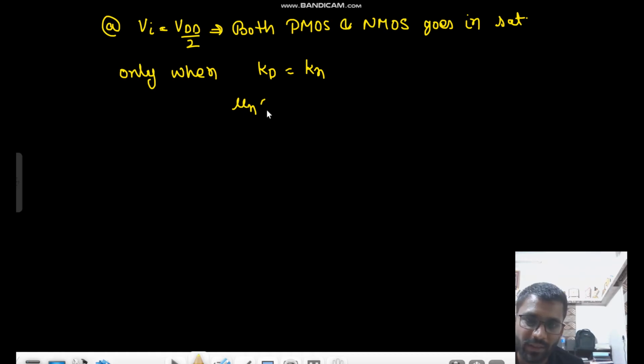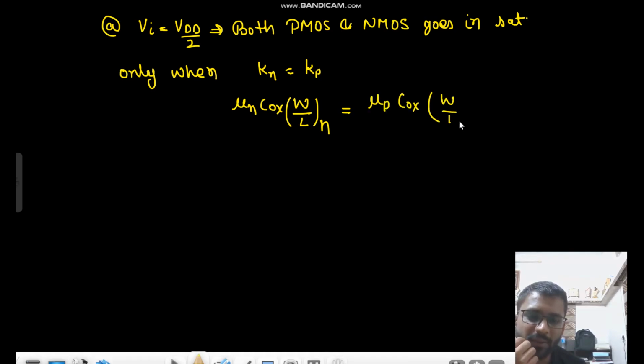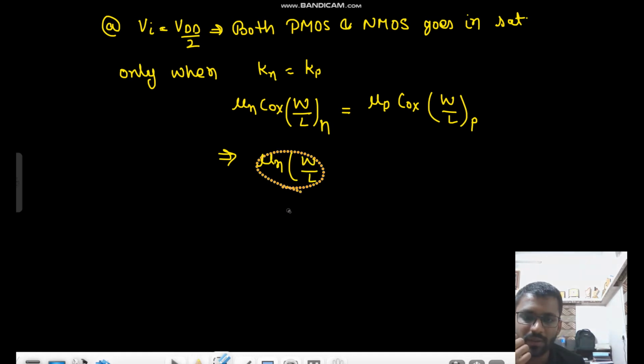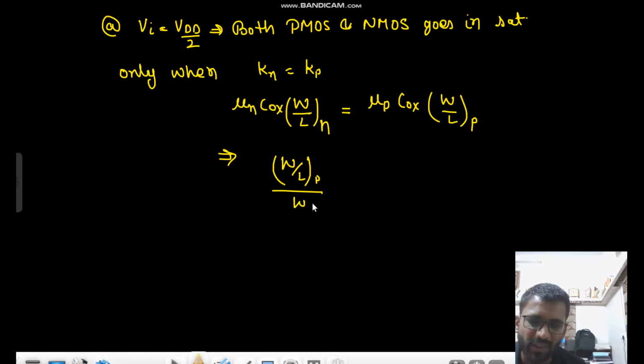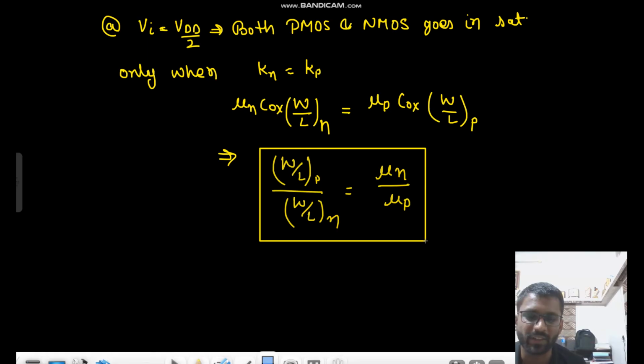That means your mu n Cox W by L ratio of N, Kn equals Kp, I will write, because I have written for Kn equals Kp. Mu n Cox W by L ratio of N would be equal to mu p Cox W by L ratio of P. That means W by L ratio of P upon W by L ratio of N is equal to mu n by mu p. Okay, so this is one more important factor.